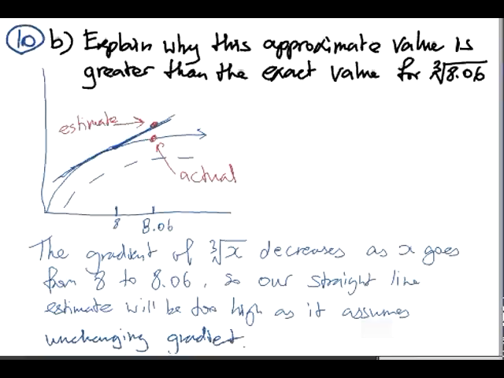But essentially it's just because the gradient of the cube root of x decreases, and so the function doesn't increase as much as our estimate thinks, because the estimate thinks that the function is increasing at a uniform rate. Hence we use a straight line. But we know that's not the case in all lines that are not straight.